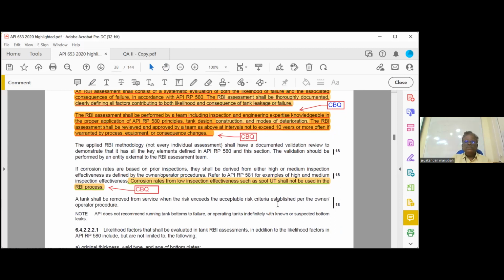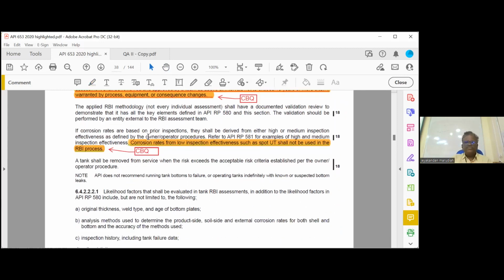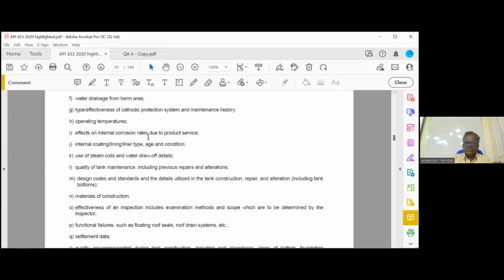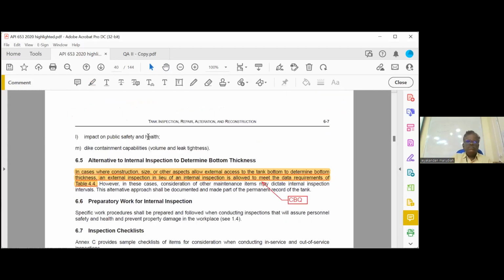When we are using RBI, spot UT shall not be used. That is also important. Corrosion rate from low inspection coverage such as spot UT shall not be used in the RBI process. Then please go to page number 6-7.